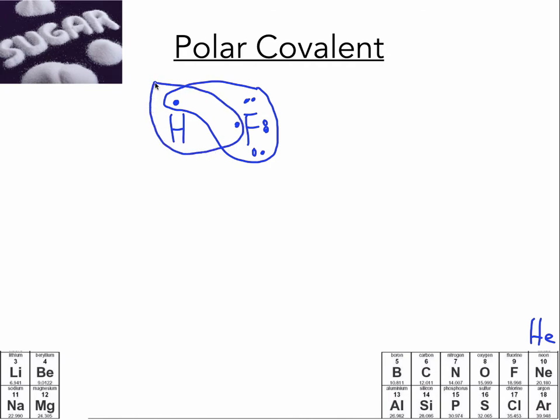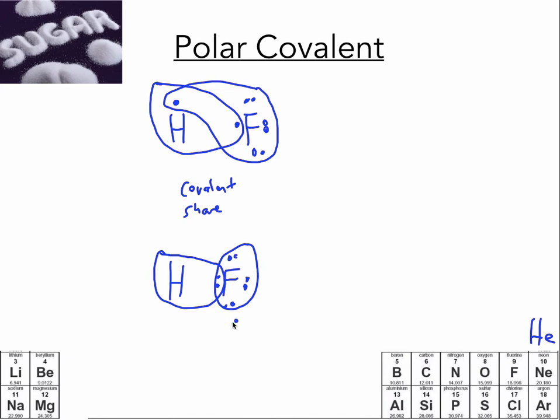So if you notice, hydrogen's got what it needs. It's got those 2 electrons to be like helium. And fluorine has what it needs. It's got those 8 electrons to be like neon. But what we have here is a covalent sharing of electrons. Now, in reality, fluorine has a much higher electronegativity than hydrogen. So those electrons, although they're shared, are much closer to fluorine. Okay, so it looks more like this.